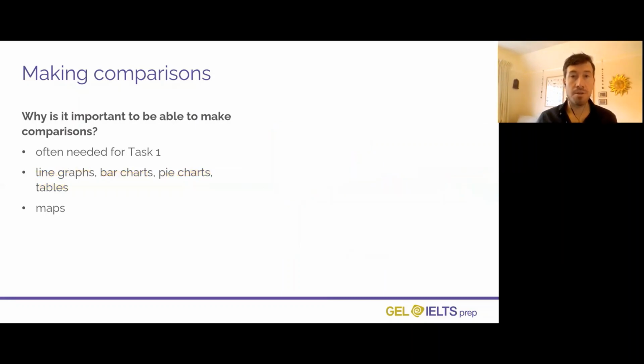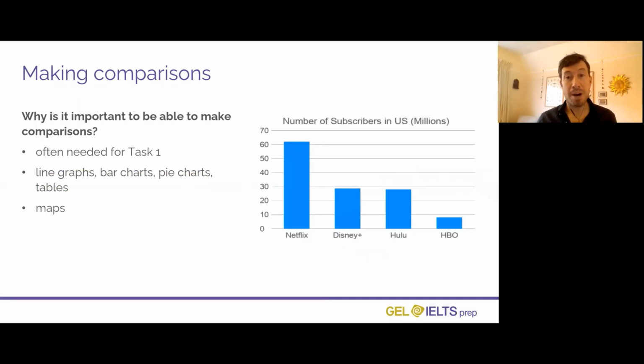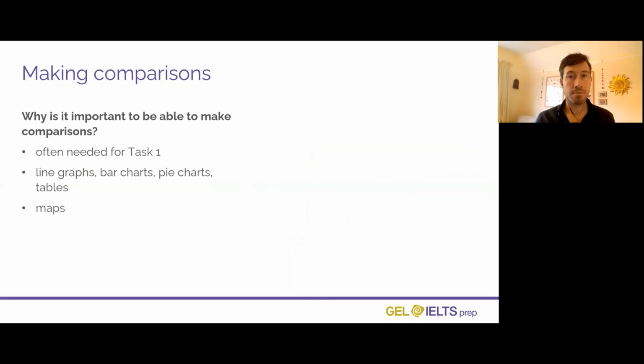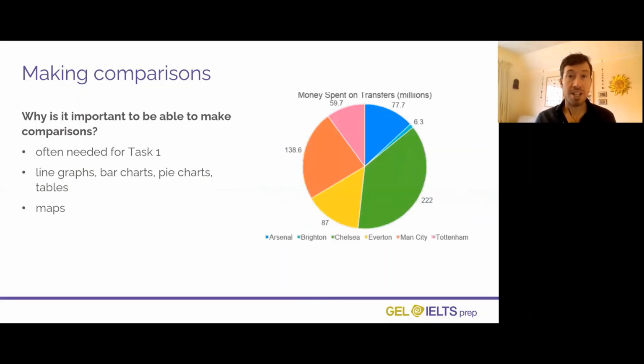You also might want to compare bar charts. For example, you might compare this bar to this bar, to show how they're different or how they're similar. If it's the middle 2 bars, you might show how they are similar. Pie charts, again, you could make comparisons between one part of the pie chart and another part. So for example, this green part and this yellow part, you might want to compare them as well.